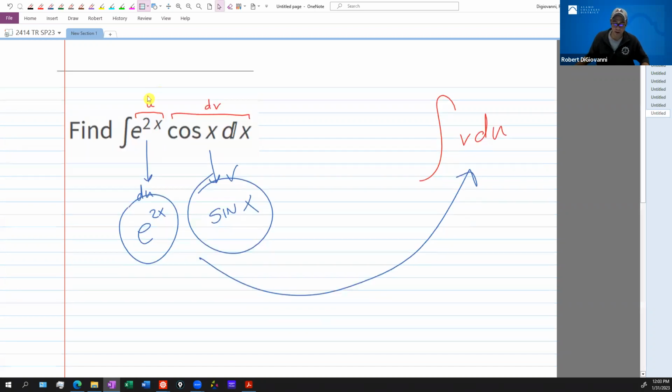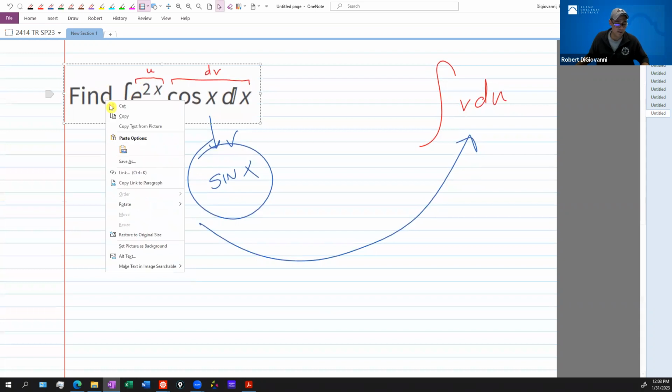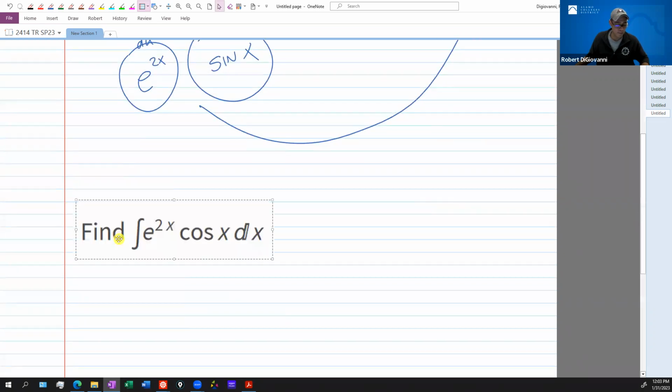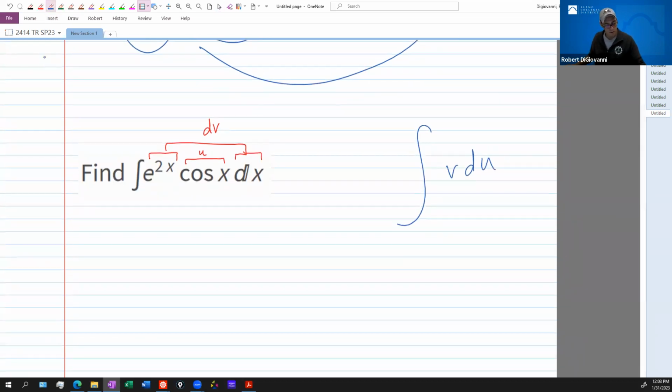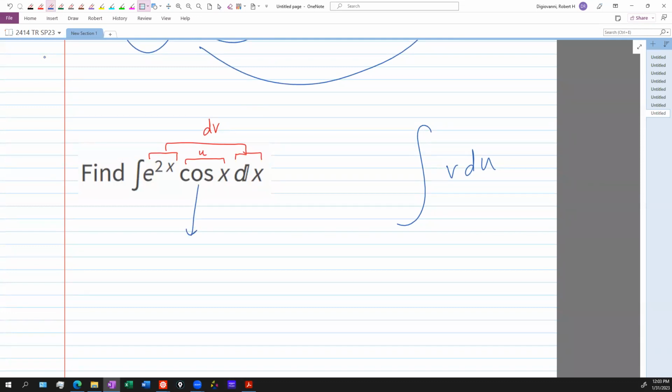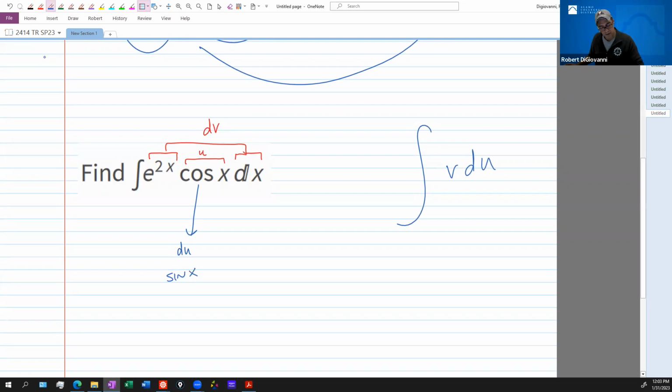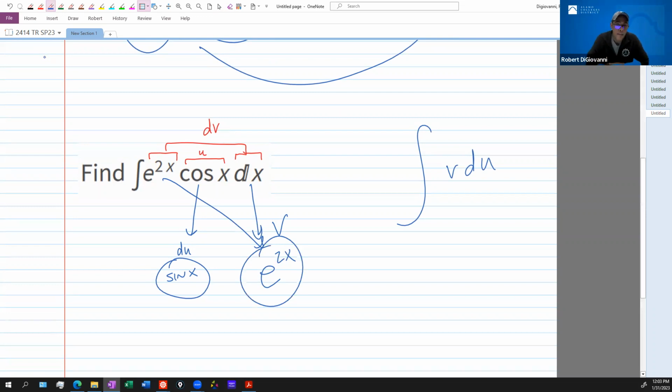What if I switch it? What if I do it the other way around, where I let the e to the 2x along with the dx, those two together, be the dv and let the cosine be the u? What should I expect to see in that new integral? The derivative of u is going to be negative sine x, right? And if I take the e to the 2x dx and do the antiderivative, it's still going to have an e to the 2x in it, isn't it? Yep.